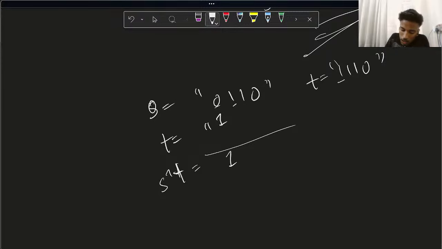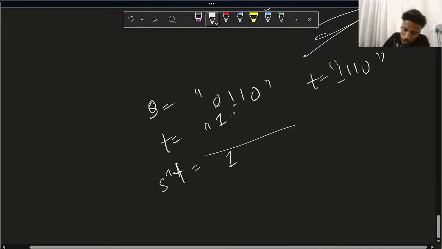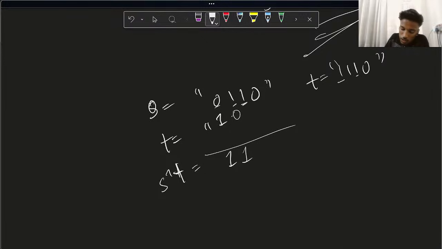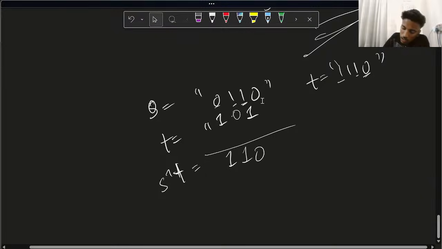Now I see a 1. I want a 0 from T. Do I have a 0? Yes, I have a 0. So put a 0. Again, I got 1. Now finally, again I see 1. So do I have another 0? No, there was only a single 0 and that is used. So I have to put a 1 here.